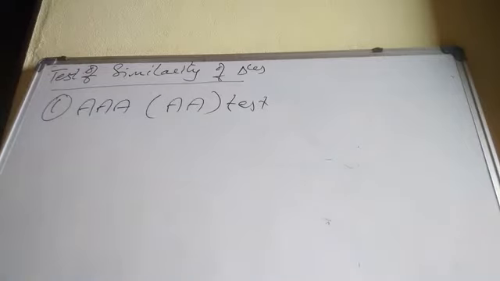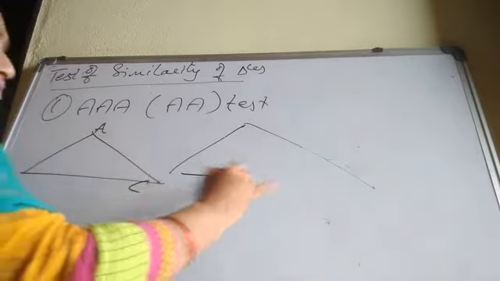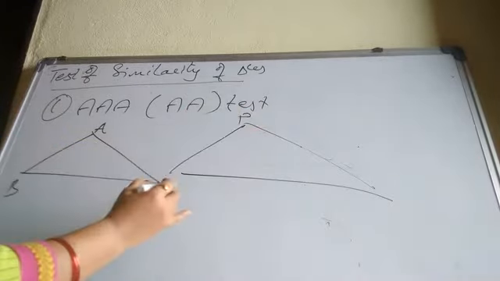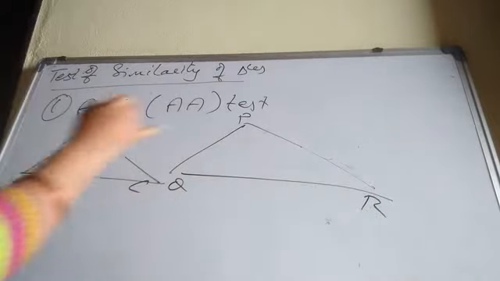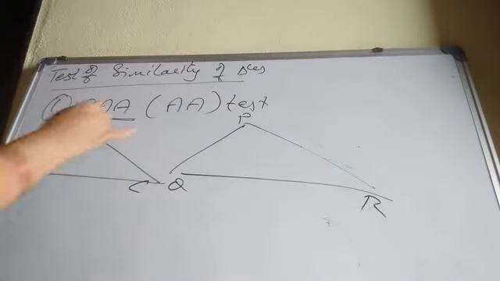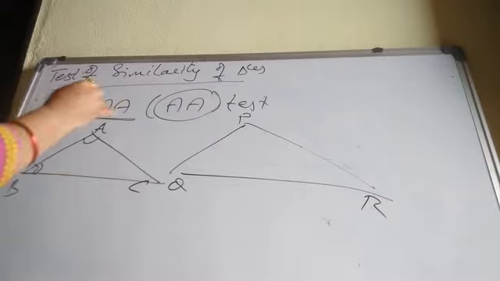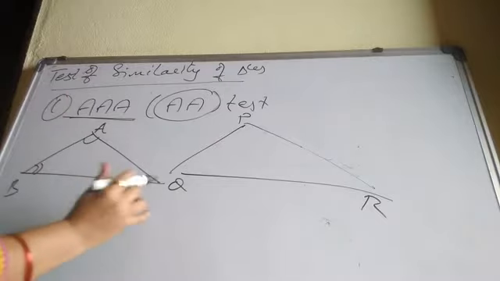Angle, angle, angle. So we will draw the two triangles: triangle ABC and another one, triangle PQR. Here I give the three angles should be congruent. In bracket he has given two angles. If you find in both the triangles only two angles are congruent, then by the AA test the triangles are similar. First I am showing the triple A test.